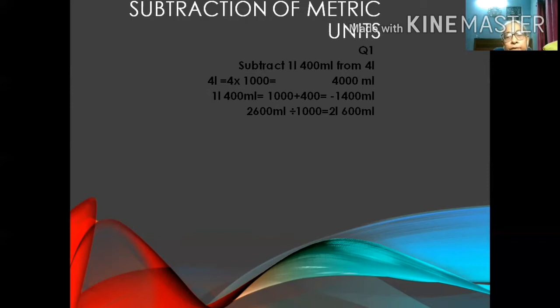So when you subtract, we get 2600 milliliter, 2600 milliliter, which will be equal to 2 liter 600 milliliter, because we divide milliliter by 1000 and get the answer 2 liter 600 milliliter.